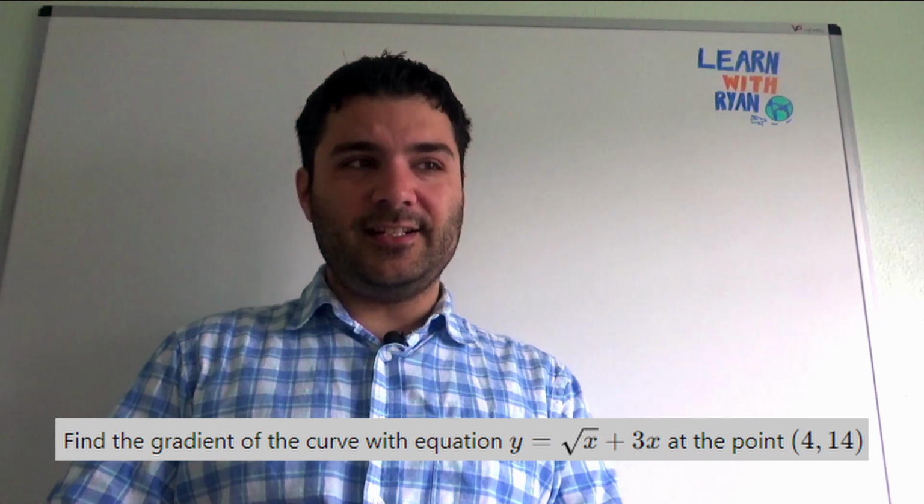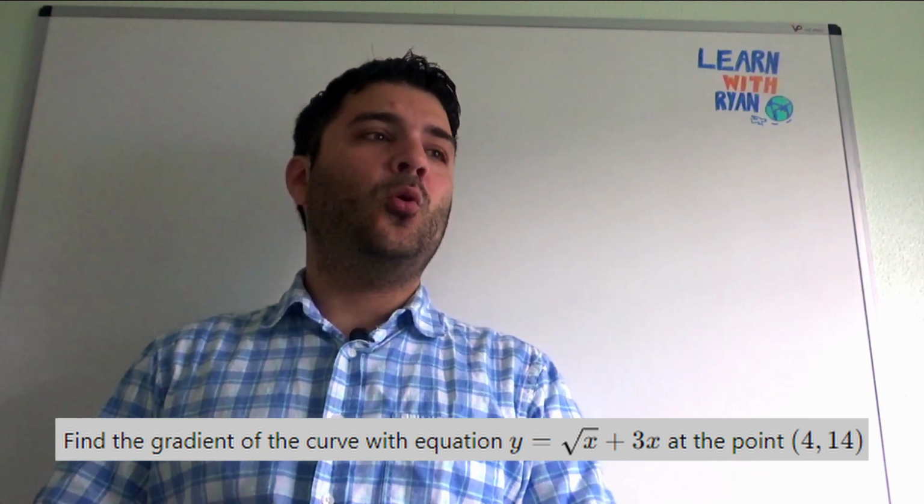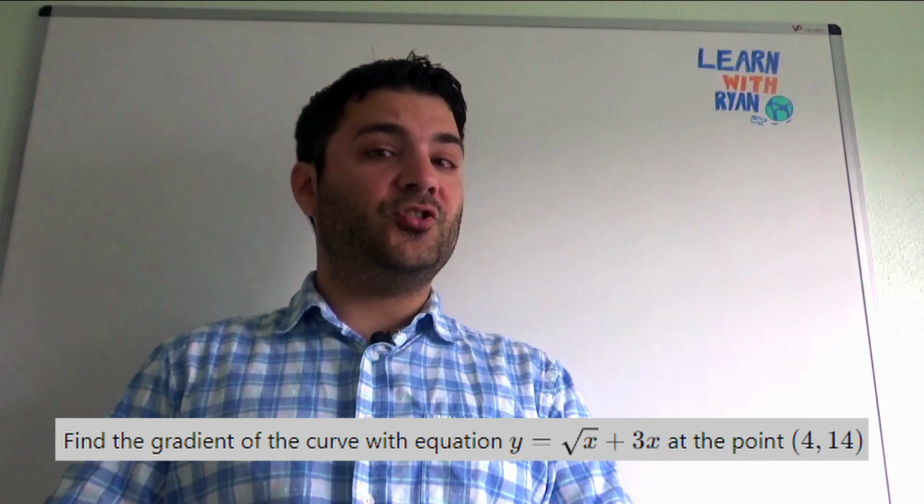Can you find the gradient of the curve with equation y equals the square root of x plus 3x at the point 4, 14?